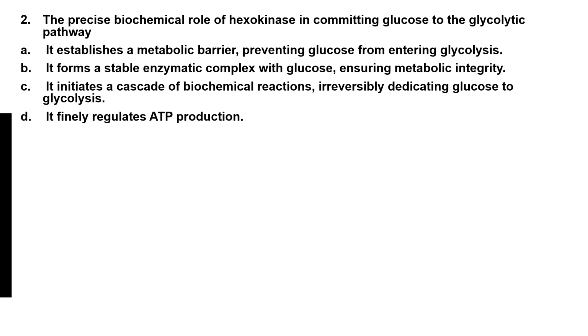Okay, so now moving to the next question: the precise biochemical role of hexokinase in committing glucose to the glycolytic pathway. So, what is hexokinase? Hexokinase is an enzyme which is involved in the first step of glycolysis, right? So, hexokinase converts glucose to glucose 6 phosphate. This hexokinase enzyme is mainly present in the muscles, and there is an isoform of this enzyme, glucokinase, which is present in the liver. Okay, so glucose is converted into glucose 6 phosphate.